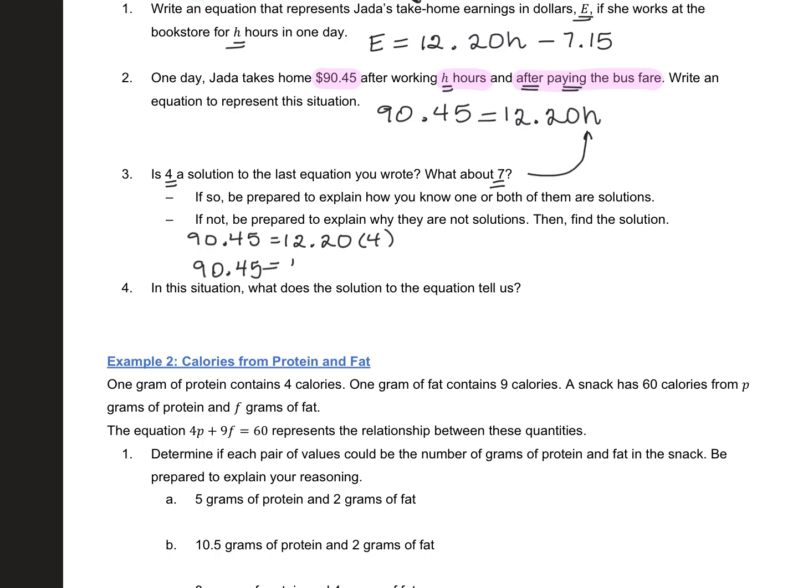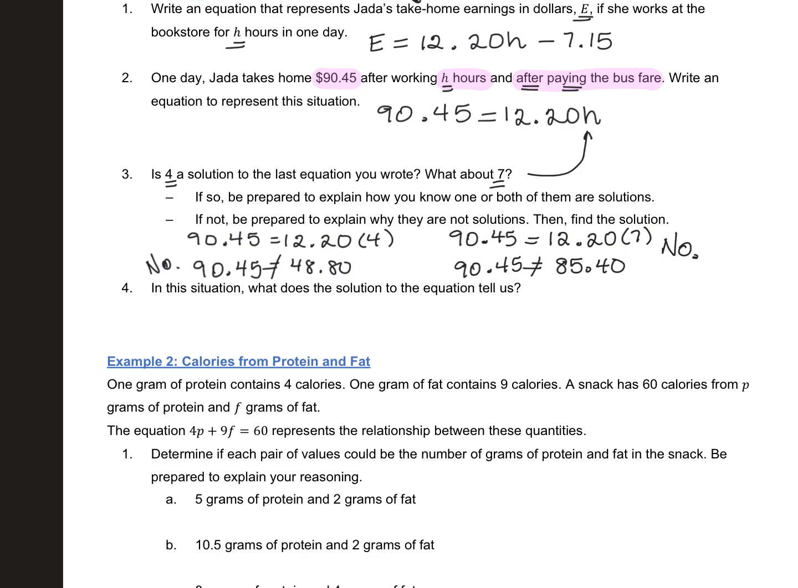$12.20 times 4 gives us $48.80. Those are not equal, so 4 is not a solution. And if we check 7, 90.45 equals 12.20 times 7. Again, we want both sides to equal 90.45, but 12.20 times 7 gives us 85.40, which again is not equal, so that is not a solution.